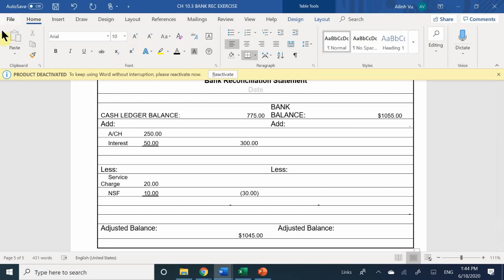You need to add your cash for the 775. Why do I need to add my cash in? Oh, here? No, you need to add your adjusted balance. Why do I need to add my adjusted balance? Oh, wait, you're gonna reduce your adjusted balance, you're not gonna add it. Good question.